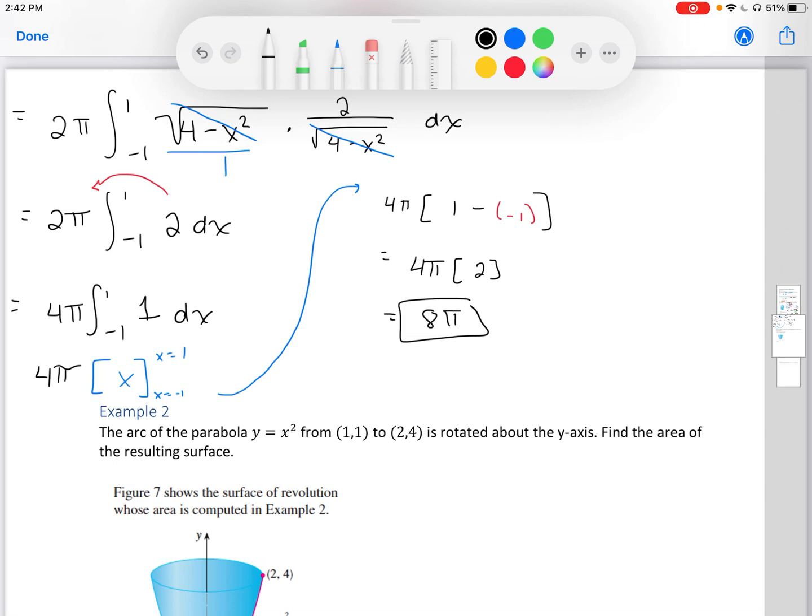Not so bad of an example. This one was fairly simple in terms of integrating. All right, let's go on to our next example.